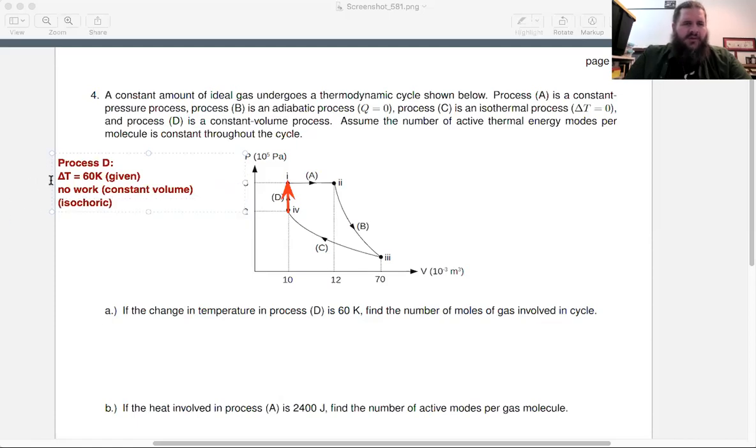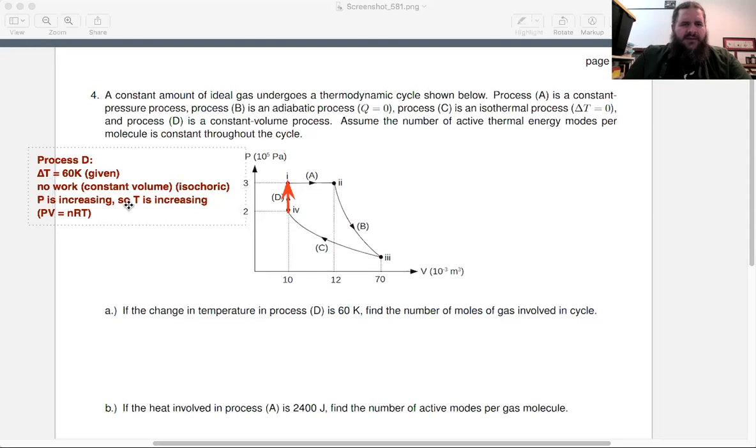And in any isochoric process, no change in volume means the piston is not moving, so no work is done. Yeah, there's an increase in pressure. Pressure is increasing, so that means temperature is increasing. And we can tell that from the ideal gas law, PV equals nRT. Volume staying constant, and R, of course, are staying constant. So an increase in pressure directly means an increase in temperature. And let's see if we can tie that together.